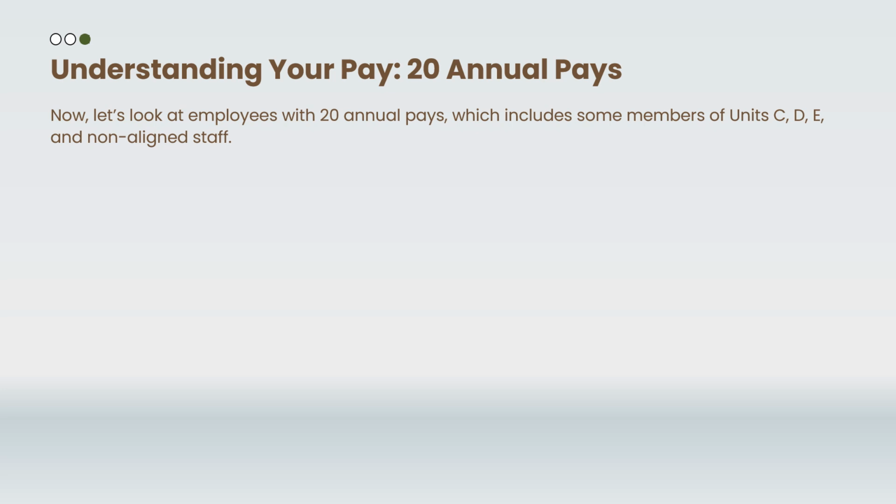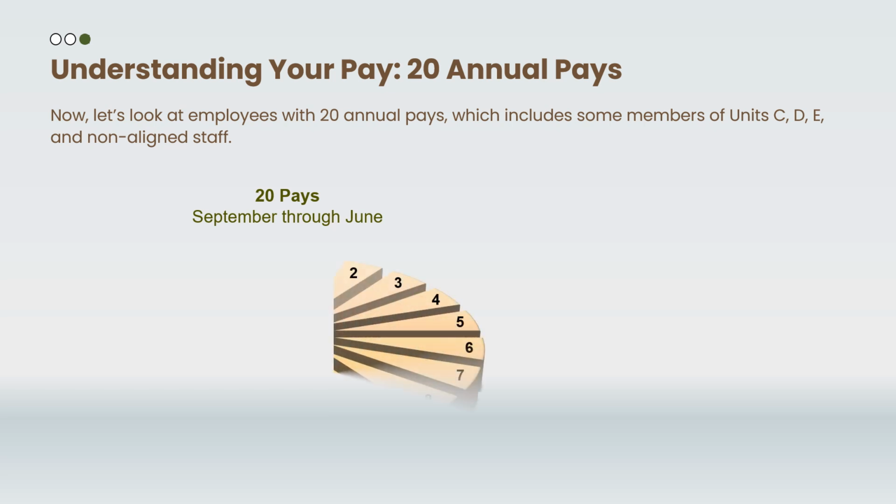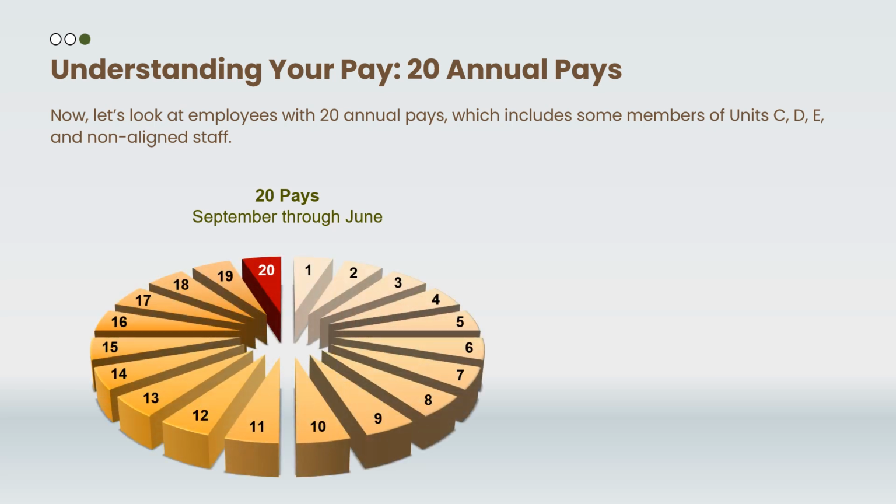Now let's look at employees with 20 annual pays, which includes some members of Units C, D, E, and non-aligned staff. For those employees ineligible for the balloon payment option and on a 20 pay annual schedule, your salary looks something like this. Let's say your annual salary is $68,000. We divide that figure by 20 equal pays. Your period pay is $3,400.